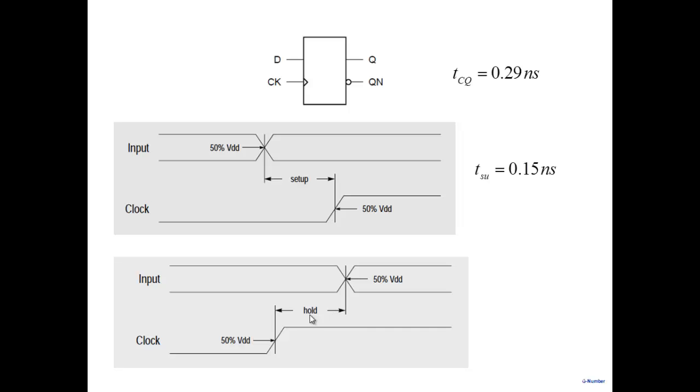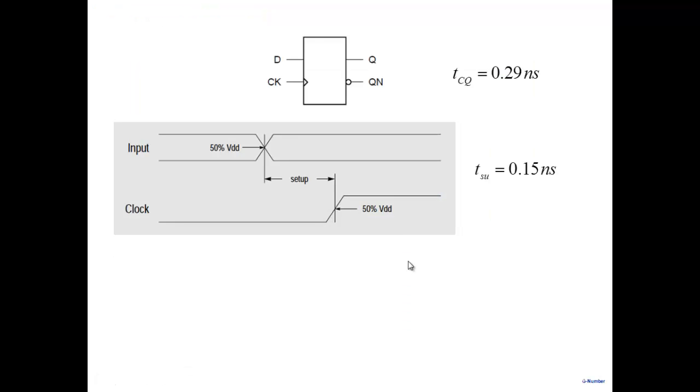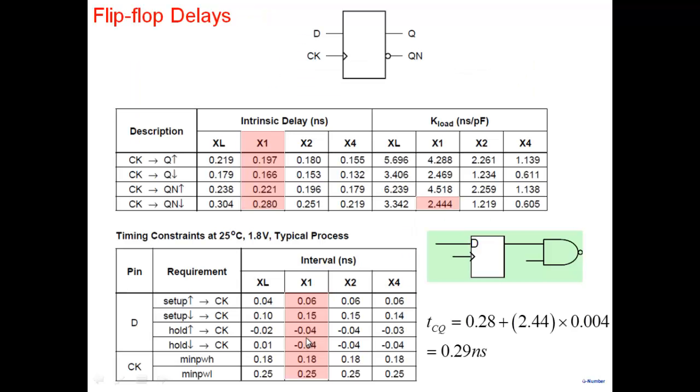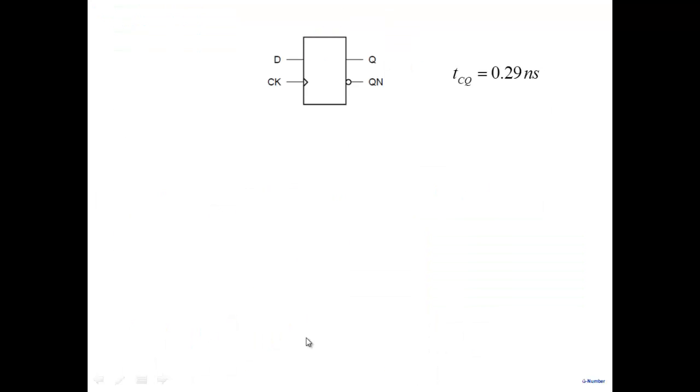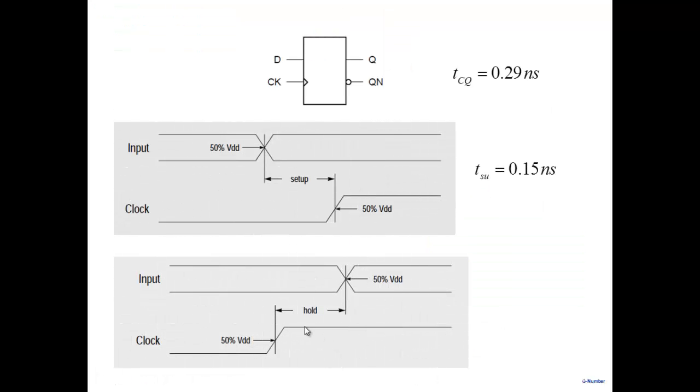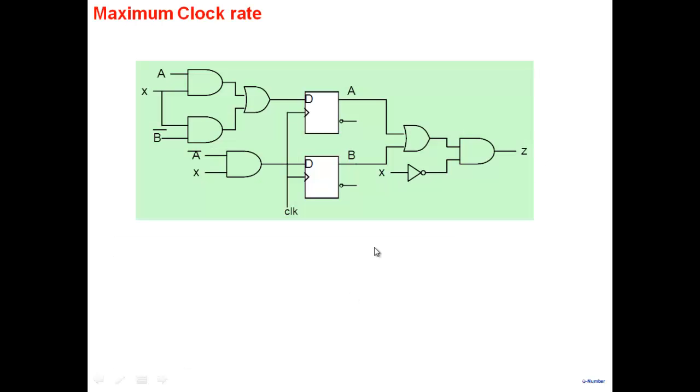But within this particular time, if you change the input, then the proper value may not get transmitted to the flip-flop outputs here. So hold delay for us in this case is not significant. It's actually negative, which means that there's no need to keep the input stable after the clock edge here. All right. So with these definitions, let's try and determine the maximum rate at which we can run the clock here.